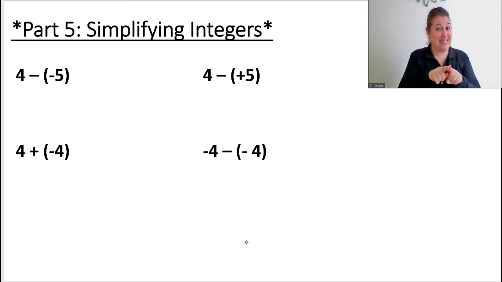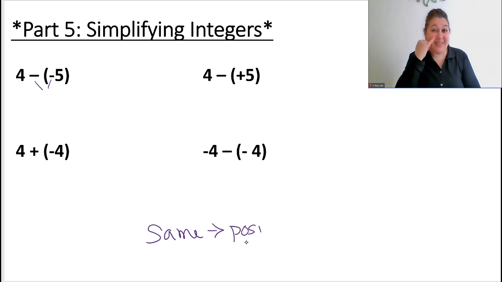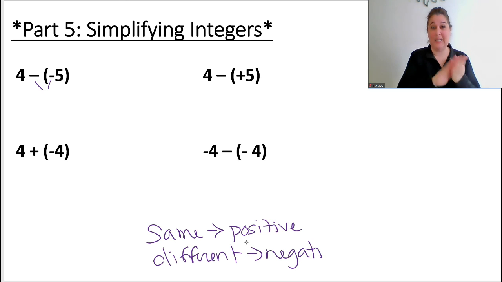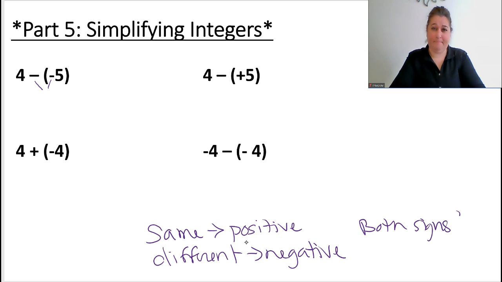If the signs in the middle are the same, turn it into a positive. If they are different, turn it into a negative. So both signs will turn into one sign.